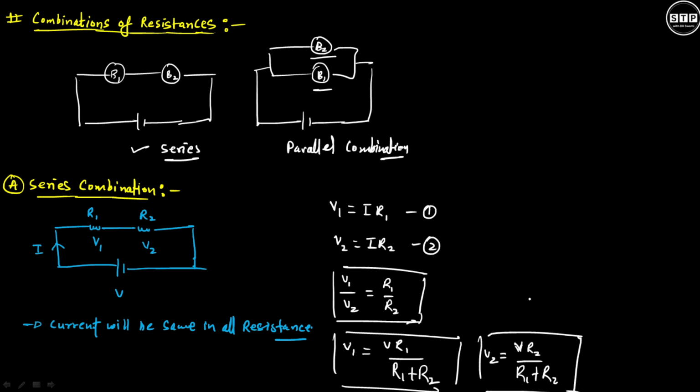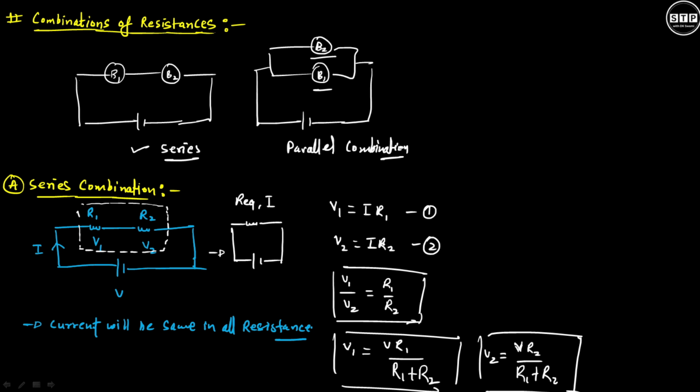Now let's calculate the equivalent resistance. What is the equivalent resistance? For example, instead of these two resistances, I just want to use one resistance which gives the same power output. When I connect this equivalent resistance, it will give me the same current at the same potential, then I will call it the equivalent resistance.